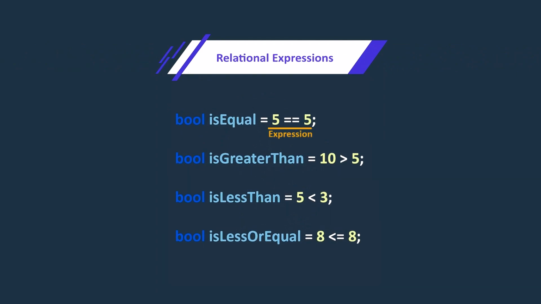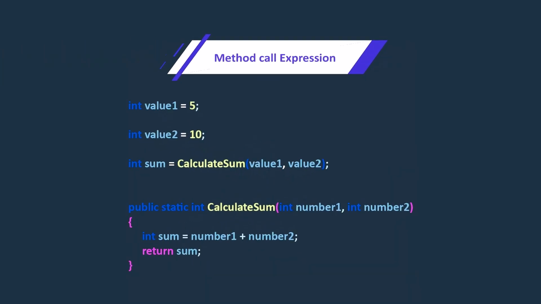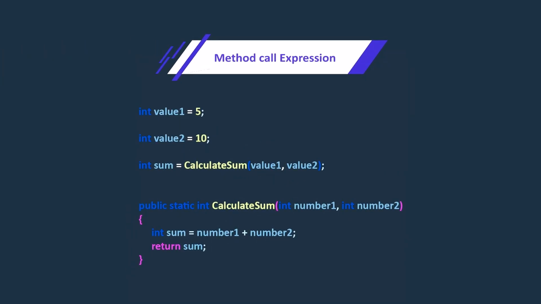Other examples of expressions are relational expressions that are used to compare values and evaluate a Boolean value. Or logical expressions that are used to evaluate conditions and perform decision making based on Boolean values. Expressions can include method calls, allowing us to invoke methods, and they can be used to retrieve values. In this example, invoking the calculateSum method is an expression that generates the sum of value 1 and value 2 as a result.